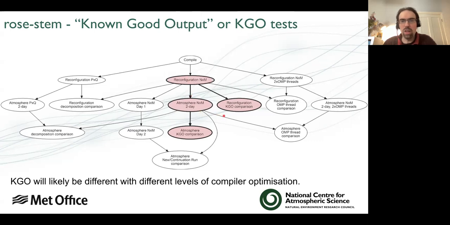And what it can then do is go away and test against known answers, which have been saved somewhere else. This is the KGO comparison, and it will test the restart file hasn't changed with your change, and it will test the atmosphere output hasn't changed with your change. When you change the different compiler optimizations, you often get different answers here, and that's expected and perfectly fine.